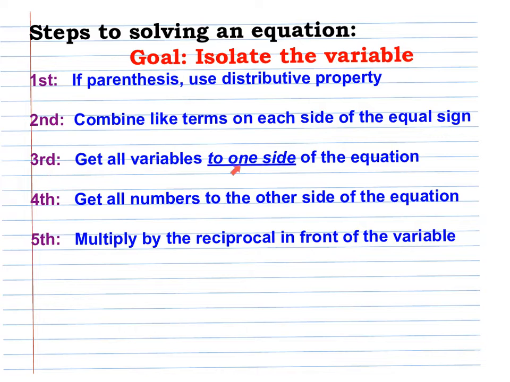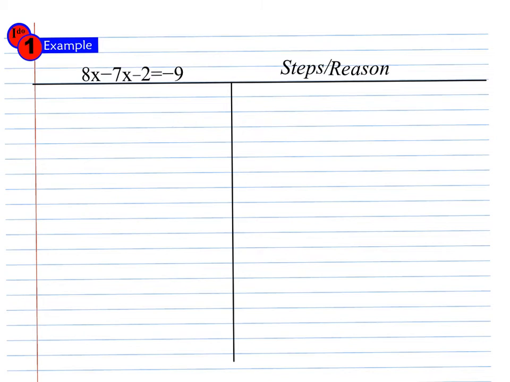Third, you're going to get all the variables to one side of the equation. I usually put the variables on the right side, but it really doesn't matter. And then get all the numbers to the other side of the equation, usually the left side for me. And then you're going to multiply by the reciprocal in front of the variable, or just divide.